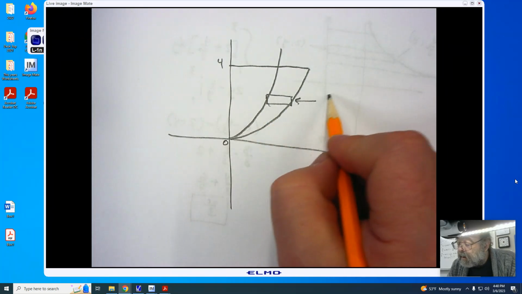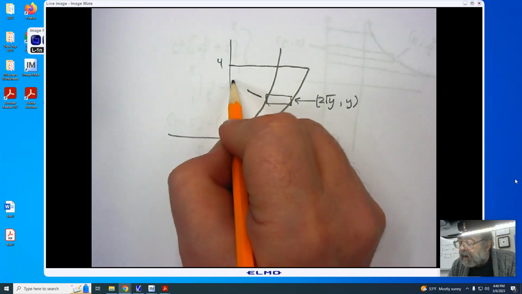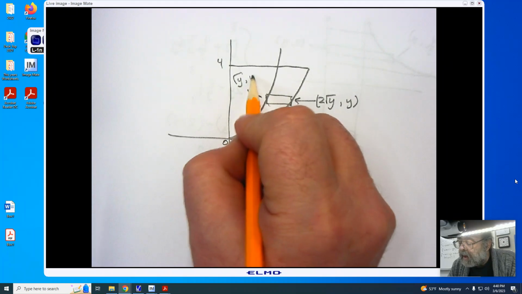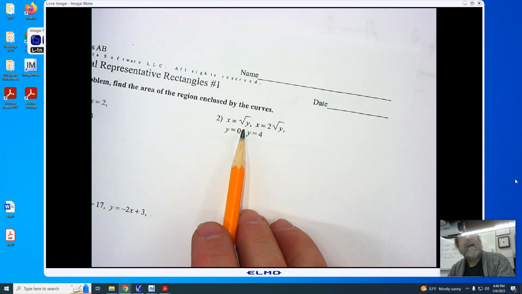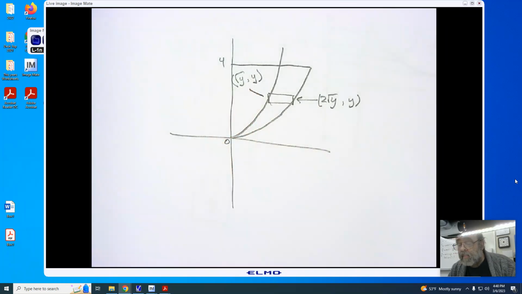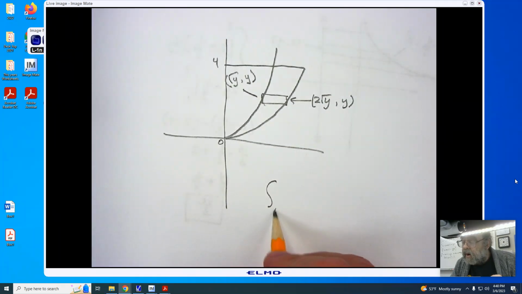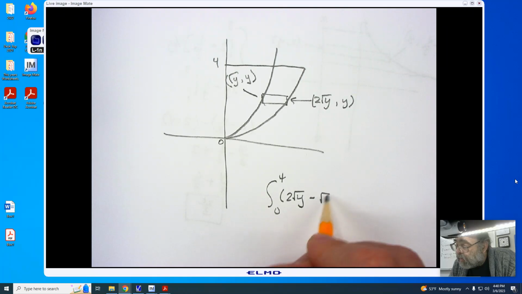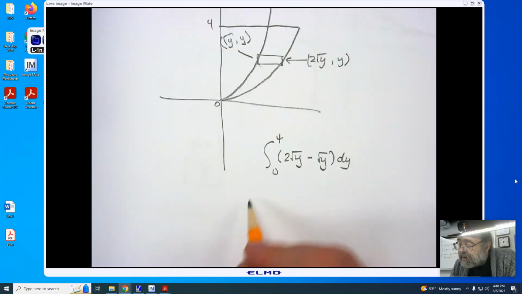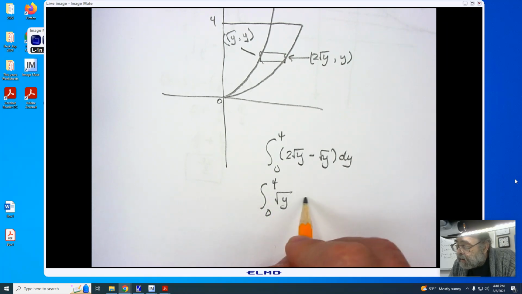This point here is 2 root y comma y. This point right here is root y comma y. Notice how I'm using what x is. Since x is the square root of y, I know that I can put square root of y comma y. We're now going to set this up as our integration, and we are going from 0 up to 4, and you'll notice that I have 2 root y minus root y dy, and this is the same thing as the integral from 0 to 4 of root y dy.